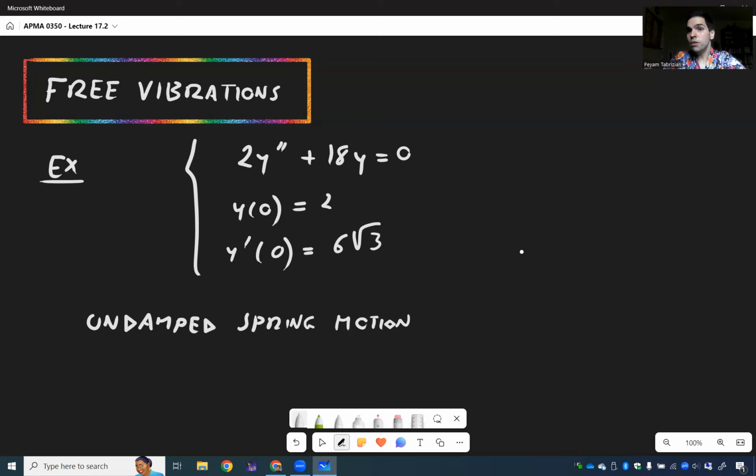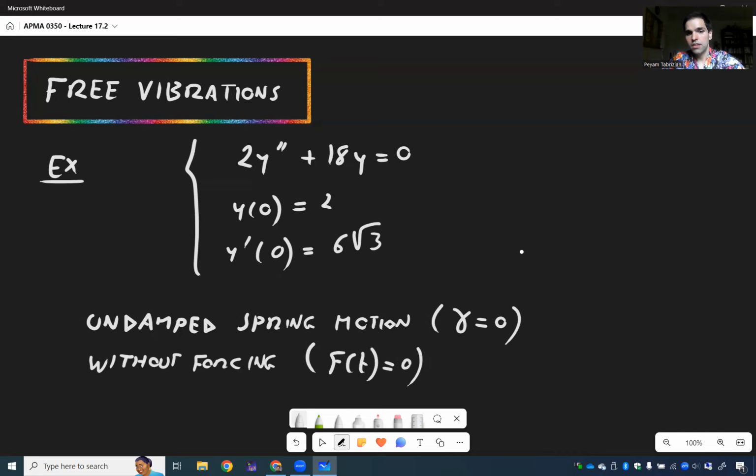Undamped because there is no damping constant here, so there's no y' term, and without forcing. Forcing because the right-hand side is zero. So we just have pure motion depending on the spring, and we're just neglecting air resistance.